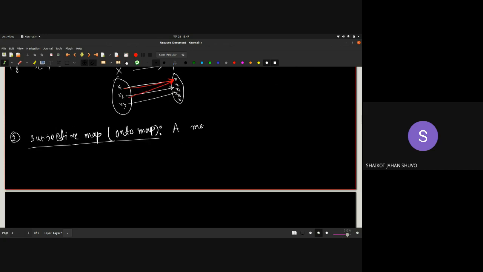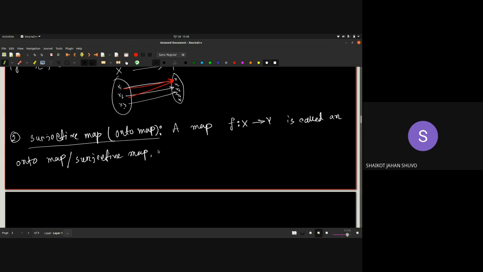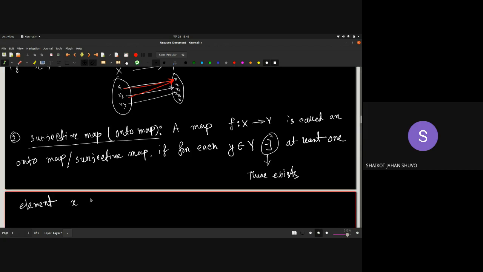So a map is called an onto map, or so to say a surjective map, if for each y belongs to the set Y, there exists (this is the there exists symbol if you don't know) at least one element, and let's say that element is x, which belongs to set X, such that f of x equals y.